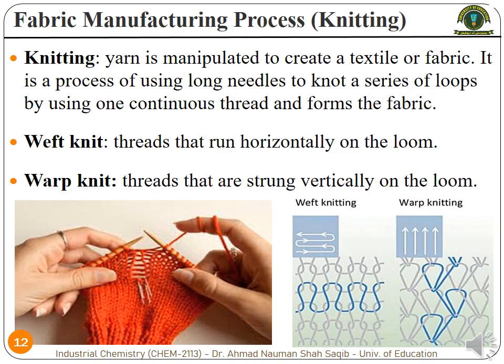So knitting is actually a method by which yarn is manipulated to create a textile or a fabric. Different things can be made by the knitting process. It is a process of using some long needles, as you can see in this diagram, and those needles are used to knot a series of loops by using one continuous thread and form the fabric.